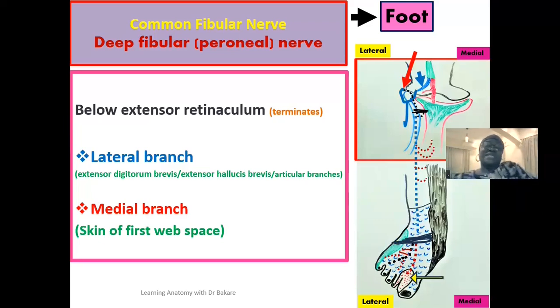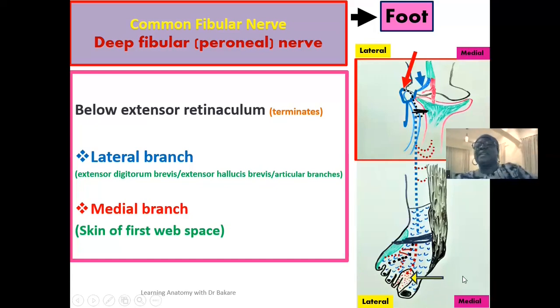Remember in our previous slide, when we described the superficial branch of the common fibular nerve, we said that the superficial branch in the leg region provides sensory innervation for the bulk of the dorsum of the foot. Of course, it leaves out the skin of the first web space, and this is taken up by the deep fibular nerve.